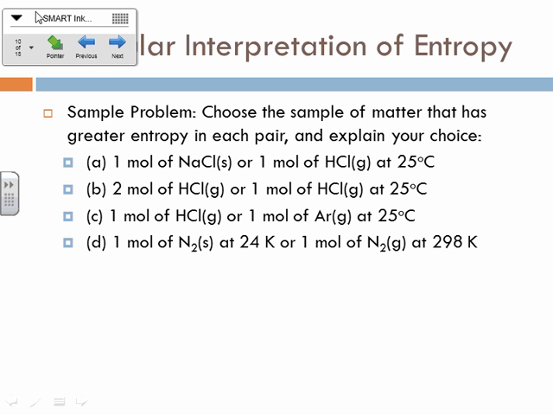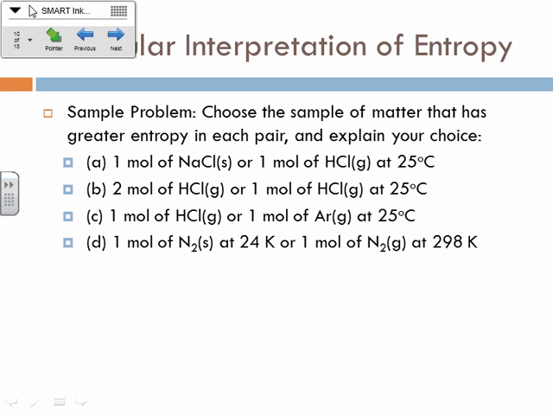Alright, so we want to just look at each of these pairs and decide which of these has the greater entropy. And again, this should be fairly simple, even without having already seen the answers. It says explain your choice. We're going to talk about that, and you can decide whether you want to write it or not, but I'm going to go through these fairly quickly because I think most of them are going to be fairly self-evident here. Out of the first pair, a mole of NaCl or a mole of HCl, which one is going to have the greatest entropy there? Okay, the gas, right? Does that make sense? So the gas is going to have more entropy than the solid.